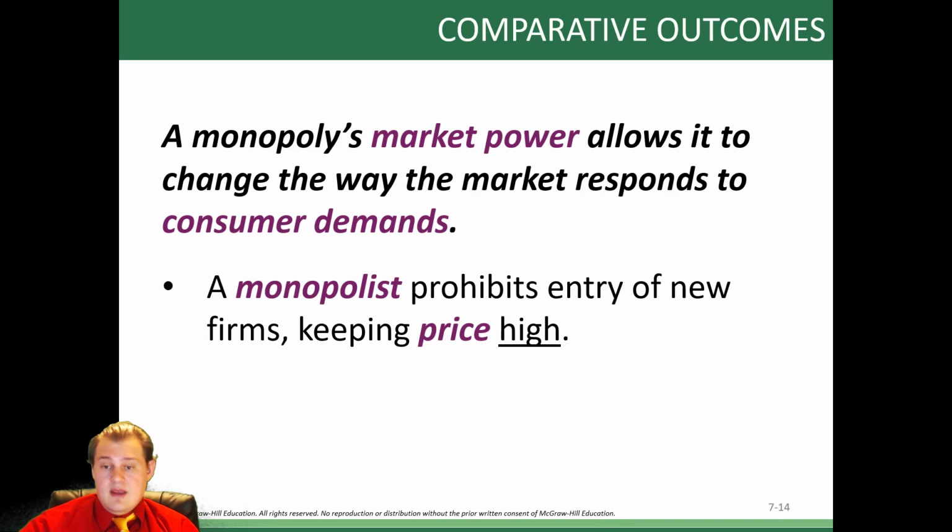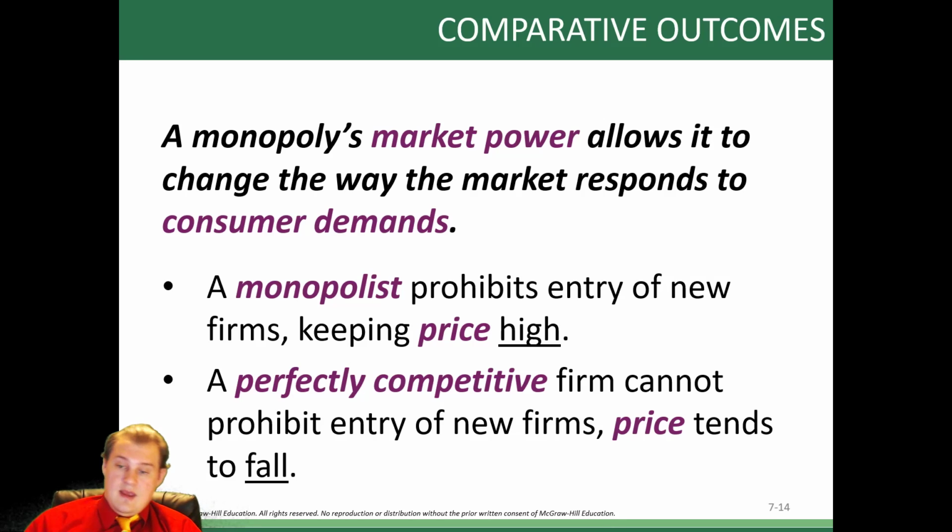Number one, you're going to try and keep new firms from coming in. Why? Because it lets you keep the price high, where you're making more money. A perfectly competitive firm cannot prohibit entry of new firms. Price tends to fall. Whenever you see a competitive area, for example agriculture, they're going to produce a lot, and the prices are going to be low. The only way they make money is by cutting costs.